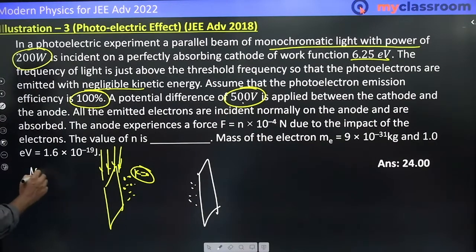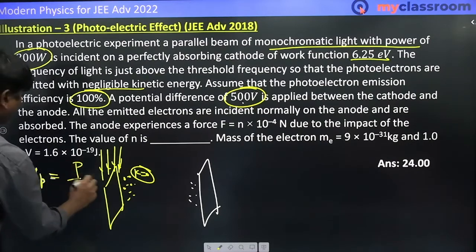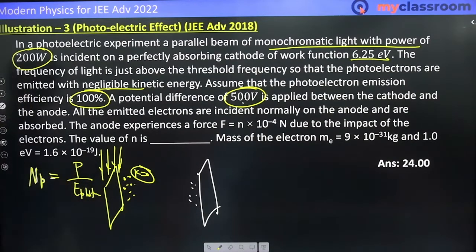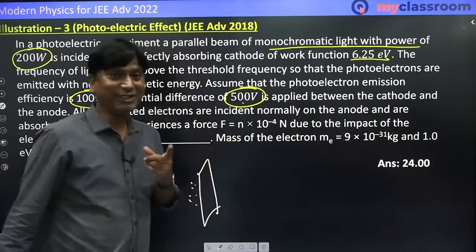Number of photons incident on the metal plate will be given by: number of photons incident per second is given by, as I already told you, power divided by the energy of each photon, right? And what is the energy of each photon?